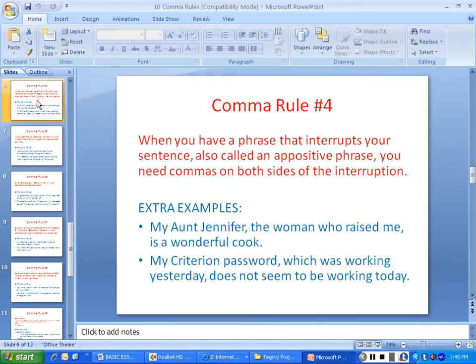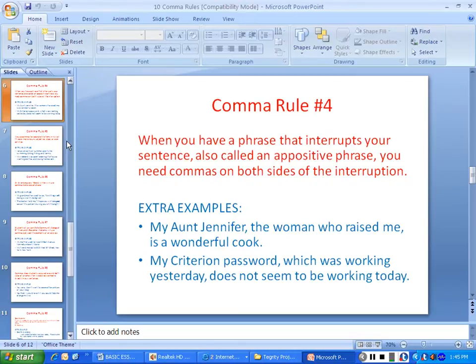Comma rule number 4. When you have a phrase that interrupts your sentence, also called an appositive phrase, you need commas on both sides of the interruption. You'll notice in this rule that the sentence makes sense without the interruption in the middle as well. When you have a phrase that interrupts your sentence, you need commas on both sides of the interruption. See, that sentence didn't need that interrupting phrase, but the interrupting phrase gives us a little bit more information about what we're talking about. We have commas on both sides so that our reader knows that we're going to get back to the subject soon.